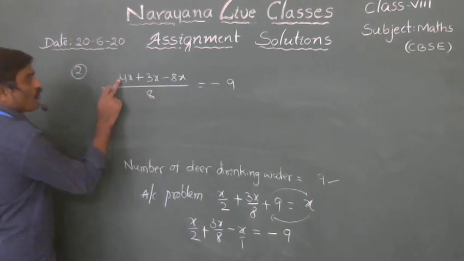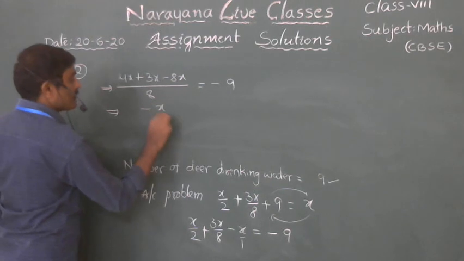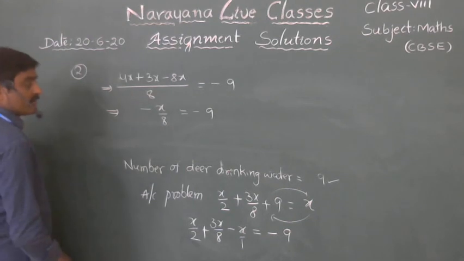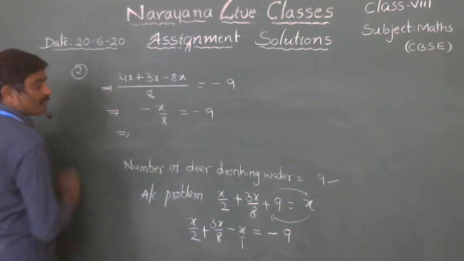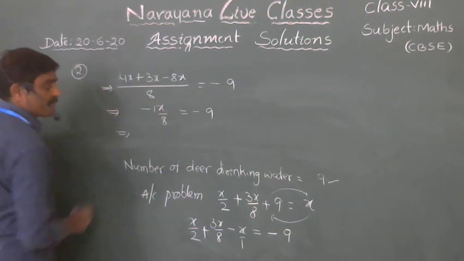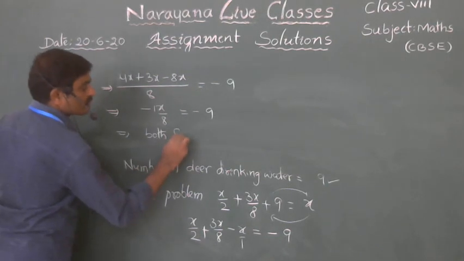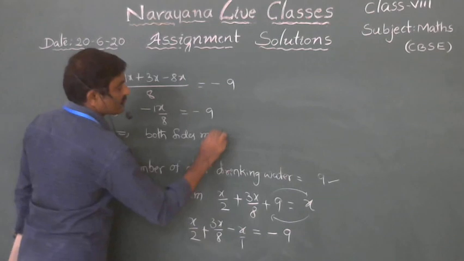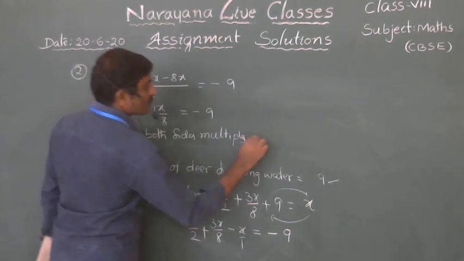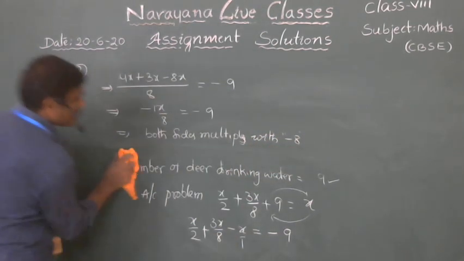That implies 4x plus 3x is 7x, 7x minus 8x is minus x, by 8, is equal to minus 9. Okay, that means minus x by 8. Both sides we multiply with minus 8. What will you get?